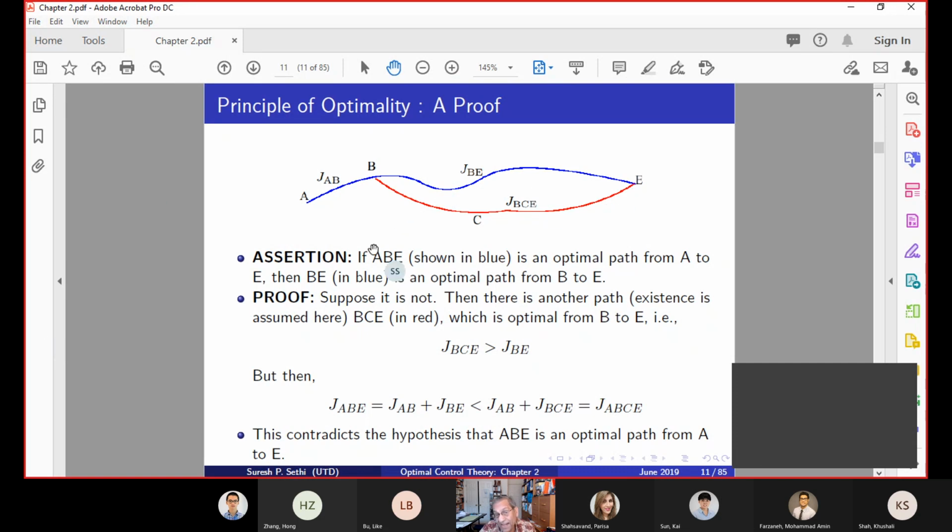That is the dynamic programming's Bellman's optimality proof. It's the simplest proof that I know. You may not find that in some books. But one thing I want to tell you is that this is an important argument here, that there exists a path from B to E which is optimal. So we assume that there exists an optimal solution.